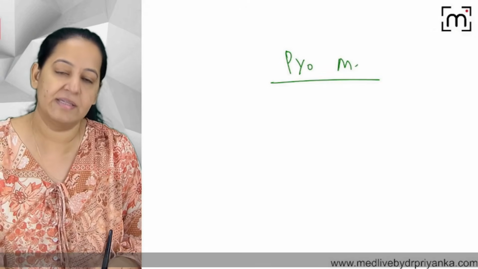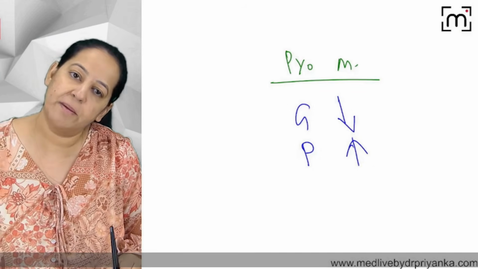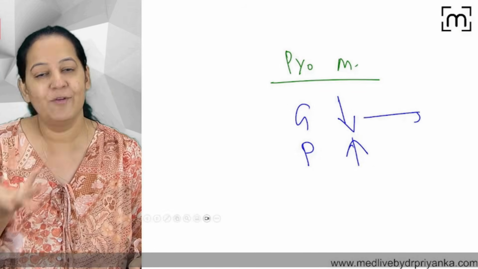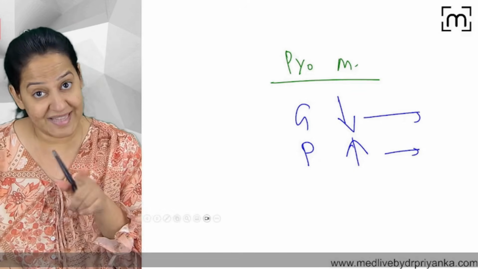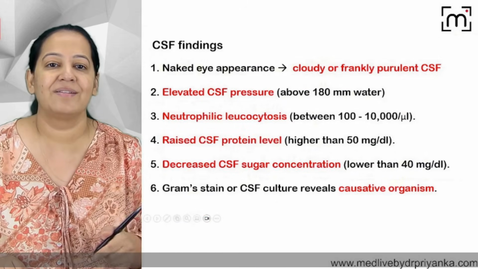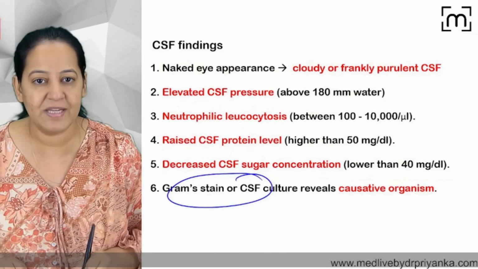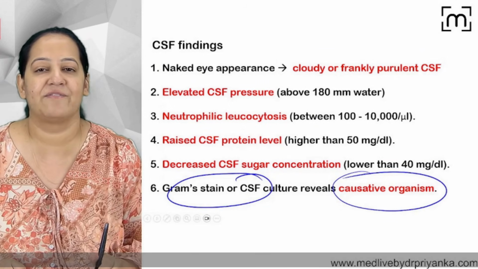So whenever a person has pyogenic meningitis and you measure the glucose and protein of the CSF, glucose will be less and protein will be more. Glucose is less because it is consumed by the bacteria, and protein is more because the cell wall is contributing to the protein. I hope you got it. And if you do the gram staining, you will get the causative organism, gram positive or gram negative. So these are the CSF findings.